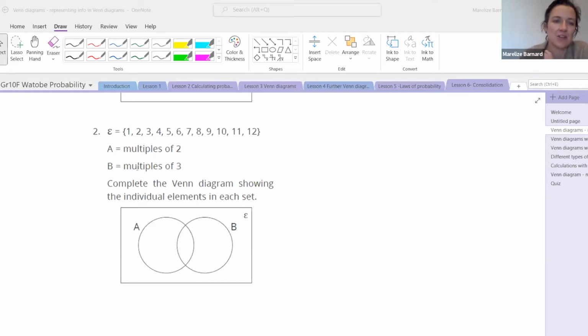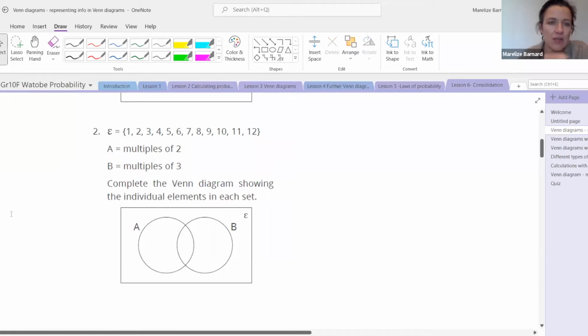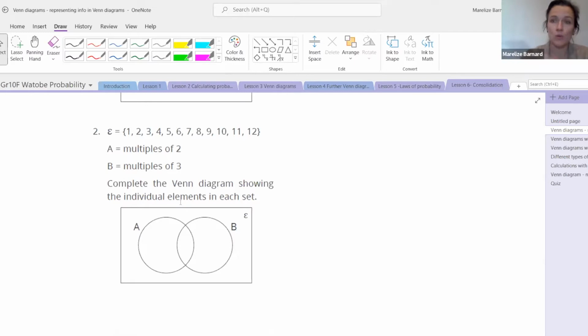Okay, so let's look at question 2. We've got these numbers here in a set: 1, 2, 3, 4, 5, 6, 7, 8, 9, 10, and we've got A, which are the multiples of 2, and B, the multiples of 3. I want you to now complete the Venn diagram for the individual elements in each set. Remember the sample space, all the numbers that we are looking at, are in the curly brackets. And then the multiples of 2 are going to go in event A. The multiples of 3 are going to go in event B.